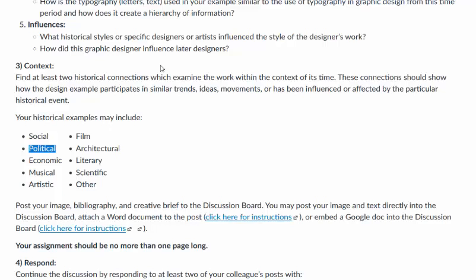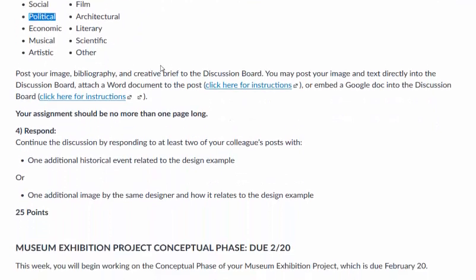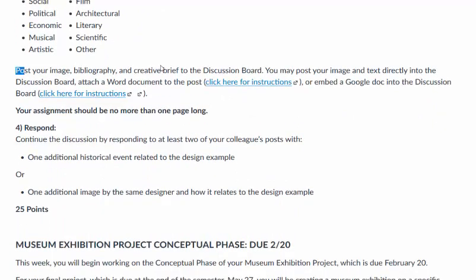And then you'll post your image and bibliography to the discussion board. This assignment doesn't need to be more than 1 page long. And then you'll respond to at least 2 of your colleagues' posts with either 1 additional historic event related to the design example or 1 additional image by the same designer or printing company. This assignment is worth 25 points.